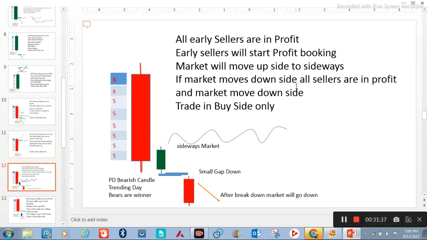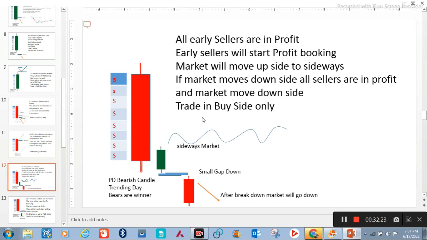If market moves downside, all sellers are in profit. Suppose after a breakdown, market will give a space to come down. Market will come down a little bit. What happens? All these sellers are in profit because the market is trading somewhere here. This price is in favor of the previous day sellers. If market moves downside, all sellers are in profit and market moves downside.